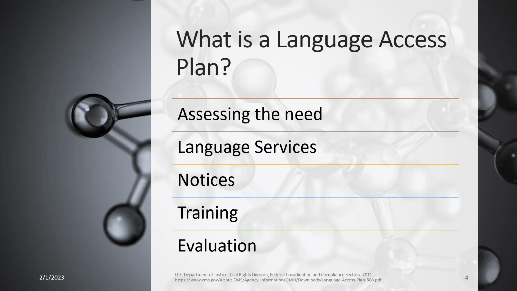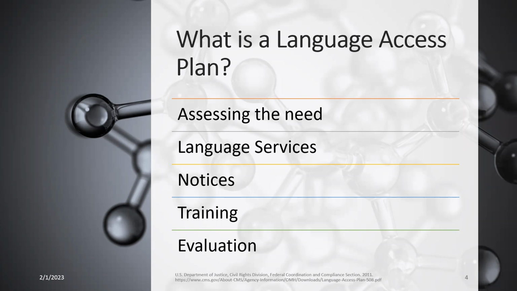Translations, and this falls onto the third one, which are notices. We want to describe how the organization will let its patients, clients, customers, or beneficiaries know about availability of services. Examples may include the signs that we see in organizations and also the taglines.